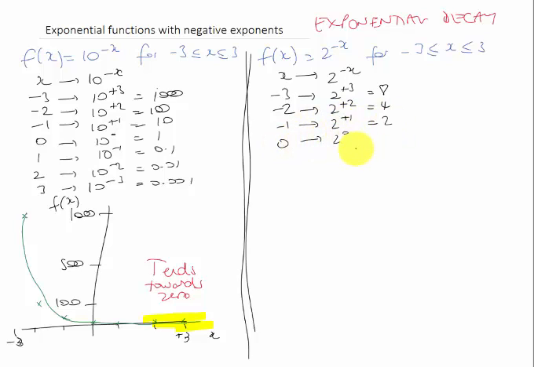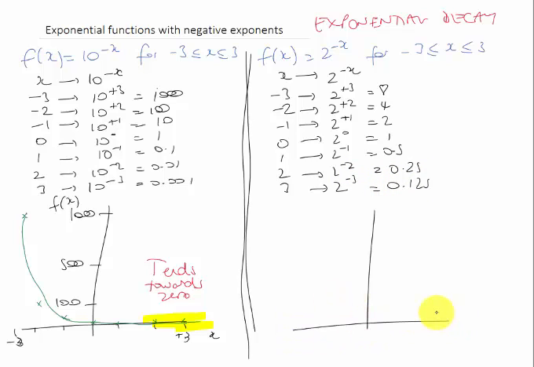0 gives us 2 to the power 0. Anything to the power 0 is 1. 1 gives us 2 to the power minus 1, so that's 0.5, a half. 2 gives us 2 to the power minus 2, which is 1 over 4, or 0.25. And finally, 3 gives us 2 to the power minus 3, which is 1 over 8, or 0.125. Let's draw these on a graph.